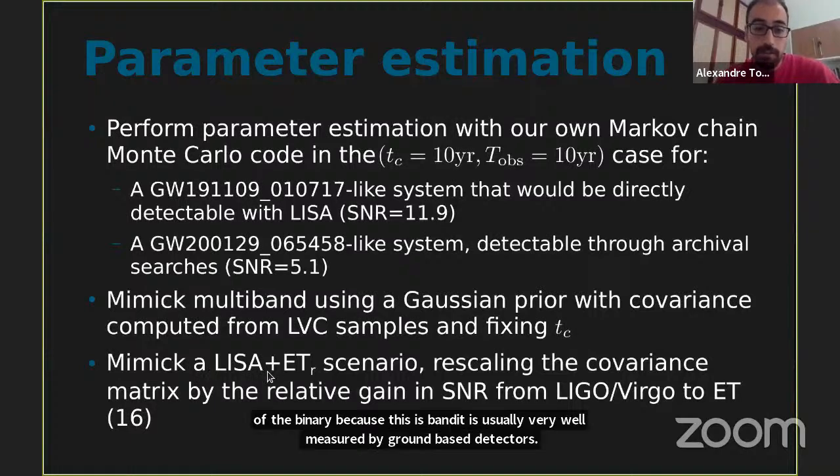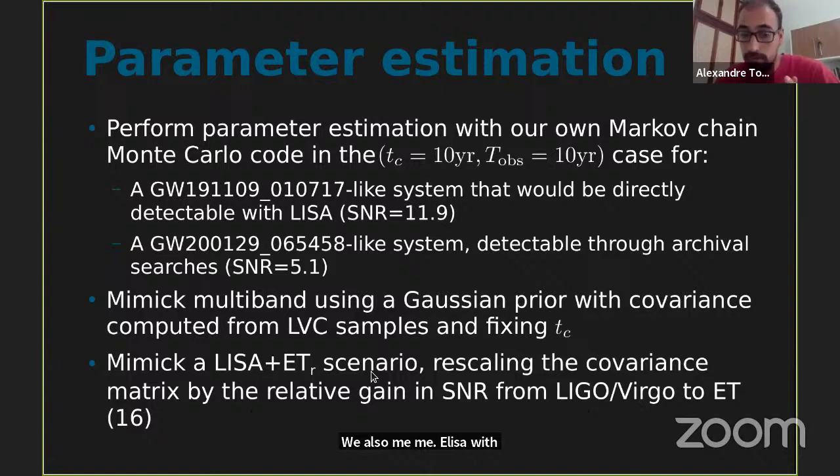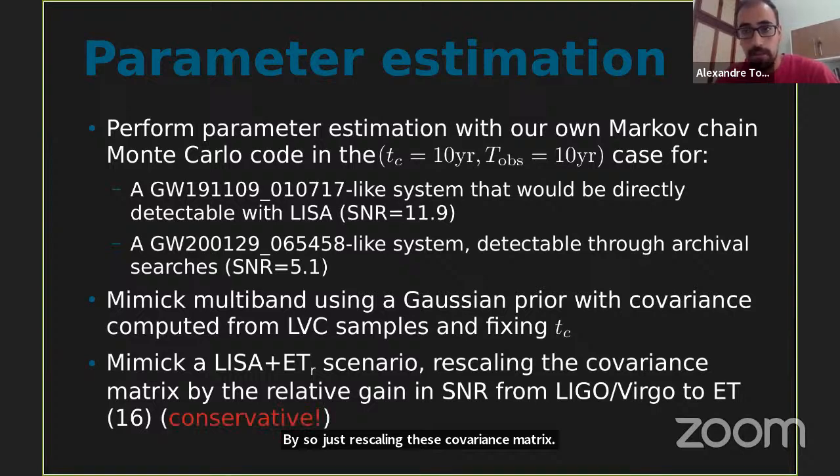We also mimic a LISA with Einstein Telescope scenario by just rescaling this covariance matrix by the relative gain in signal-to-noise ratio from LIGO Virgo to Einstein Telescope. An important point is that this is a very conservative assumption, because we're neglecting the fact that ET would actually observe the system for much longer due to its improved sensitivity at lower frequencies. This would have in particular a big impact on the measurement of chirp mass. But this still should give us an idea of what LISA could help improve in the parameter estimation.